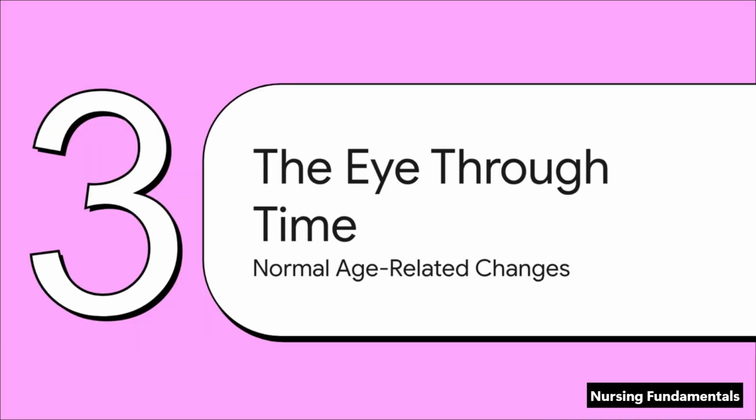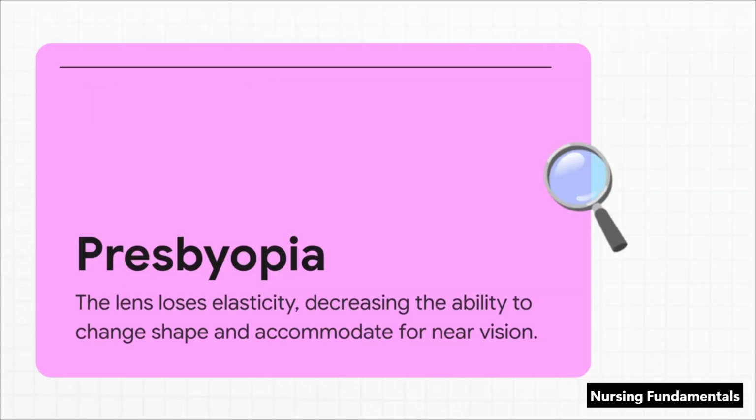All right, let's talk about how the eye changes over a lifetime. It's really important to know what's just a normal part of getting older versus what's a sign of disease. You've definitely seen this one, presbyopia. It's the reason why, somewhere around their 40s, everyone starts holding their menu way out to read it. It's not a disease, it's just aging.